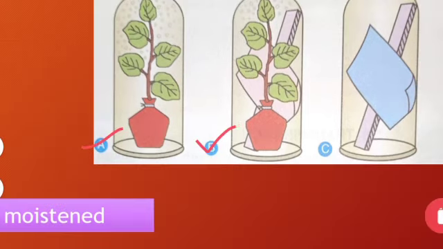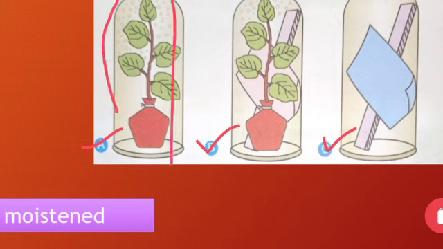In the first setup, we have taken one well-watered potted plant which is covered by a bell jar, and the pot is tied with a polythene bag. The pot is tied with a polythene bag to prevent the evaporation of water from the pot. Now we'll leave the first setup under the sun.